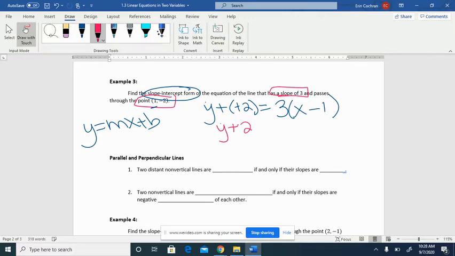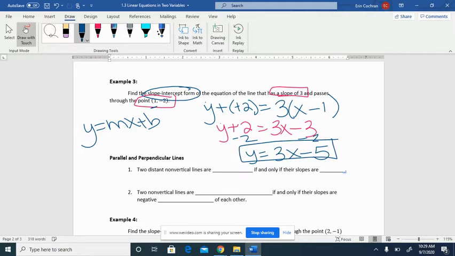So y plus 2 would equal 3x minus 3. And then subtract the 2 over. So I get y equals 3x minus 5. Now we're in slope-intercept form.